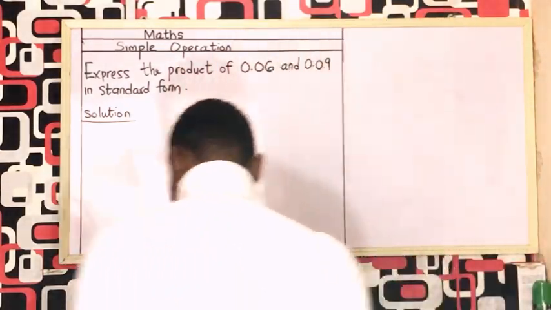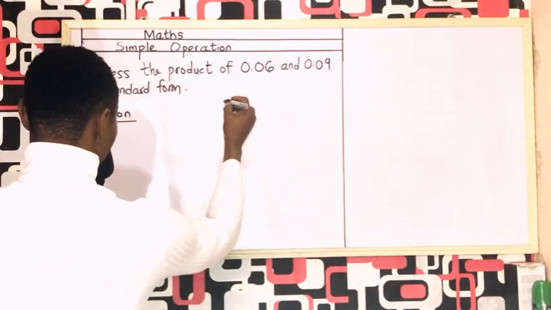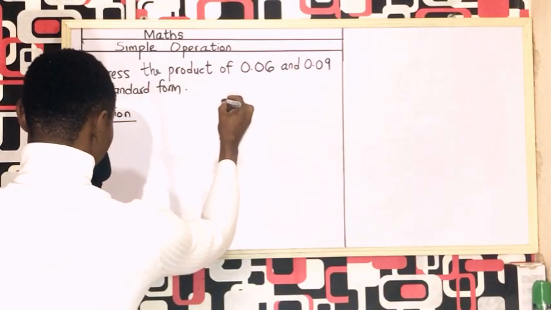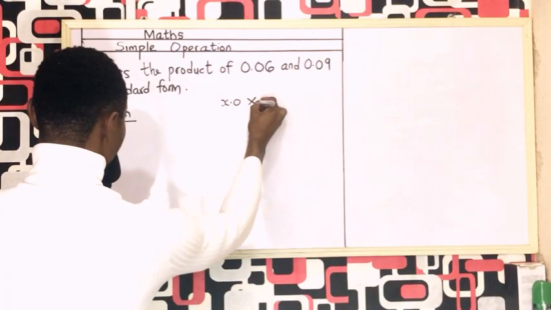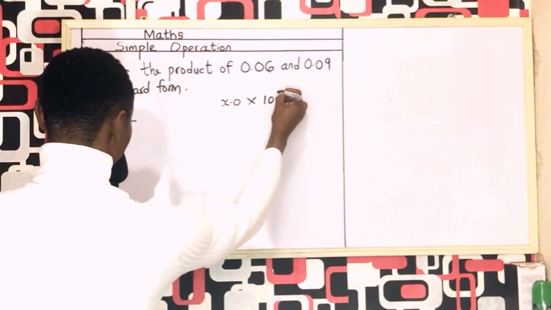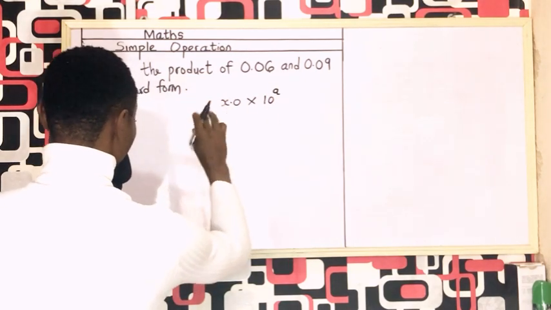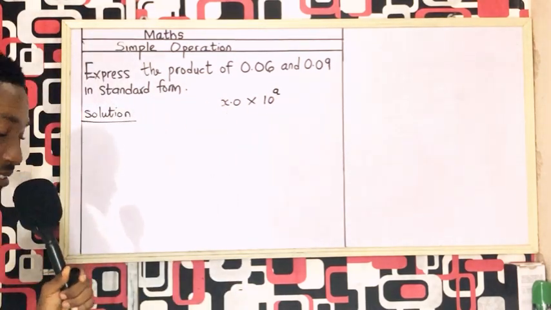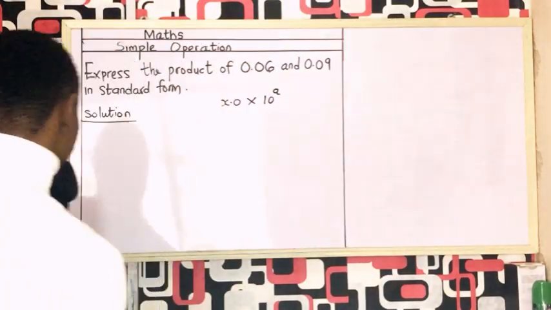Standard form simply means that your answer should look like this: a number, let's say x point something, times 10 raised to a certain power. So it needs to look like this. This is the standard form format. That is just the basic format for standard form.